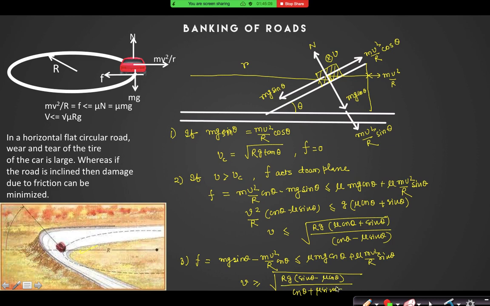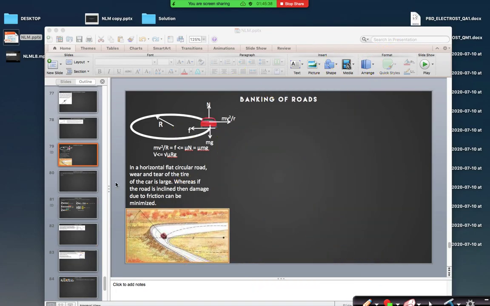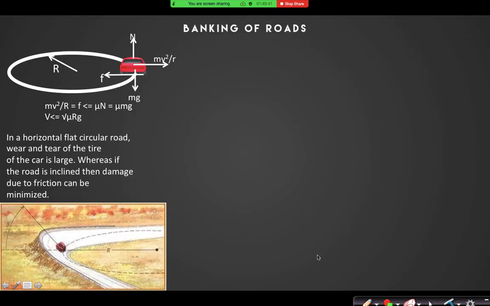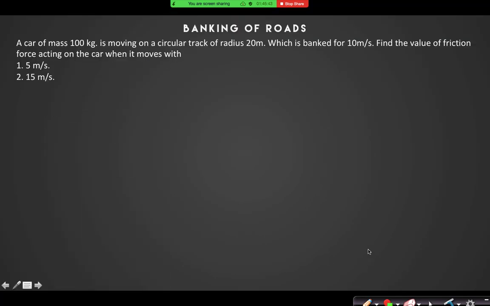Now you can see what is the purpose of that banking of road. The first purpose is to minimize the wear and tear in the tire of the car, and the second purpose is that you can have a wide range of speed with which you can actually cross that bank or that curve. Is this clear to all of us? Yes, sir. Just try to solve this one.